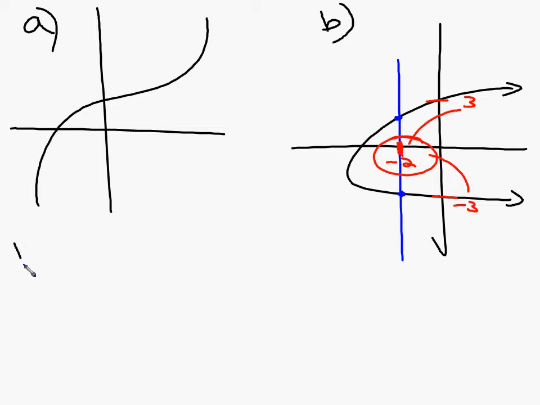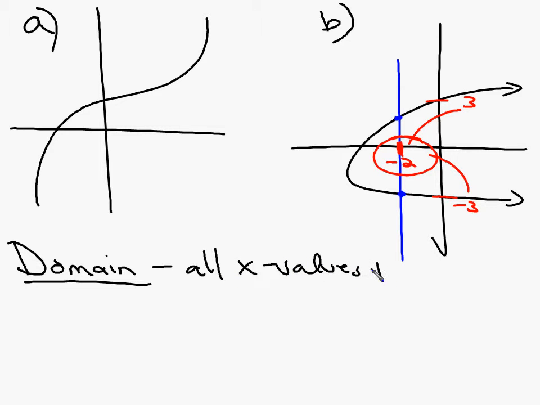How about our old friend domain? Think of our old function machine, right? All the x values that make the function work. All x values that work. All the ones that the function will not spit out. If it spits the number out, it's not in the domain.